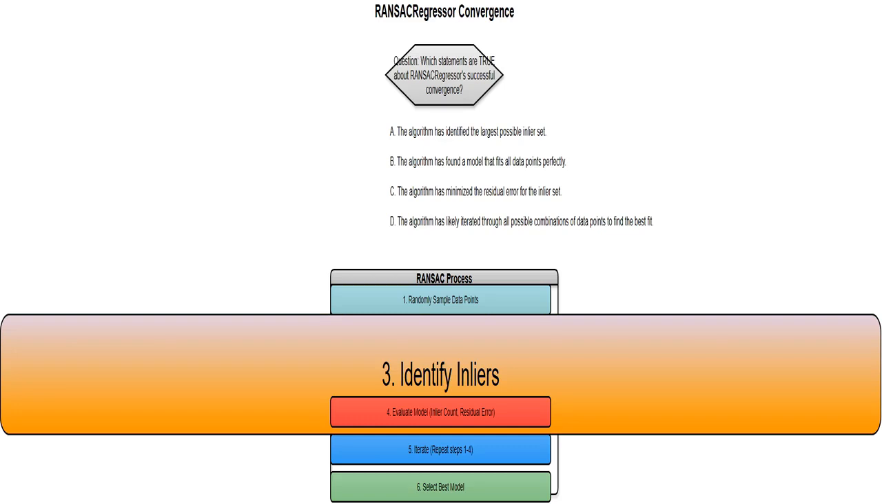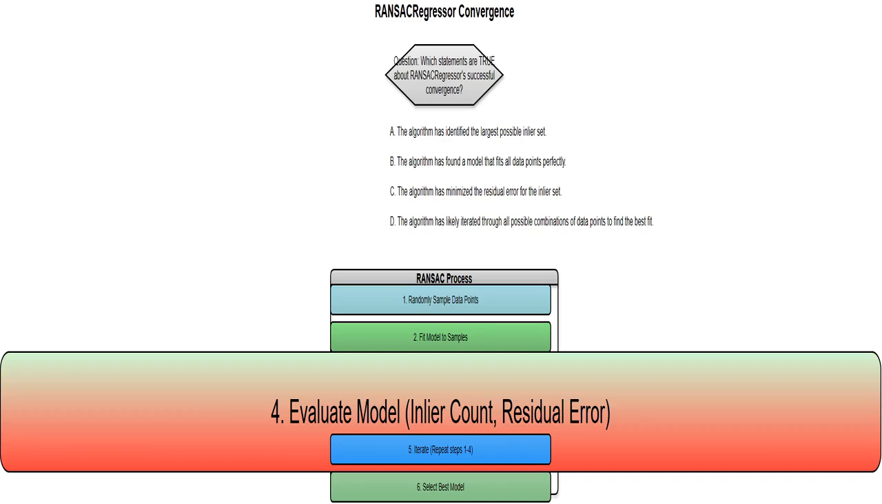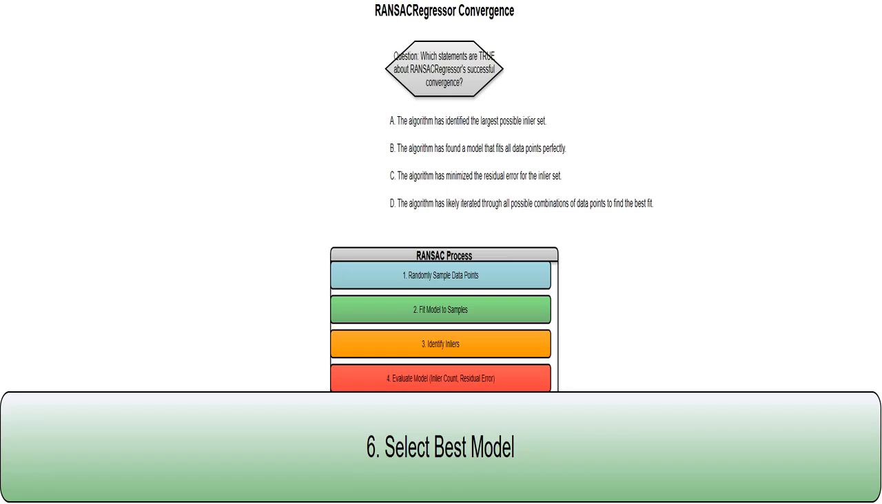I repeat the process of random sampling, model fitting, and evaluation many times. Each iteration gives me a potential model. I'm looking for the model with the largest number of inliers and the smallest residual error. This iterative approach is what makes RANSAC robust to outliers. After many iterations, I select the model that has the largest set of inliers, minimizing the total error from that set. This model is my best estimate of the underlying relationship in the data, even with the presence of outliers. This is just a summary of the above steps.